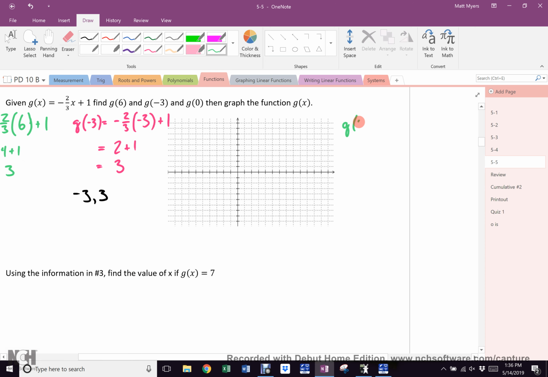what is the g of 0? Negative 2/3 times 0 plus 1, 0 plus 1, 1. And the point on the graph is 0, 1. Now graph it.